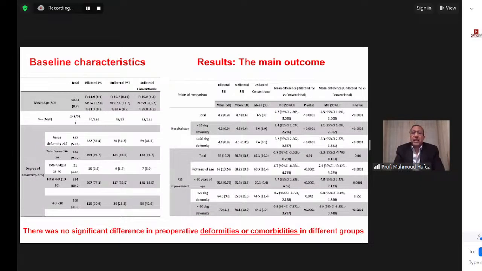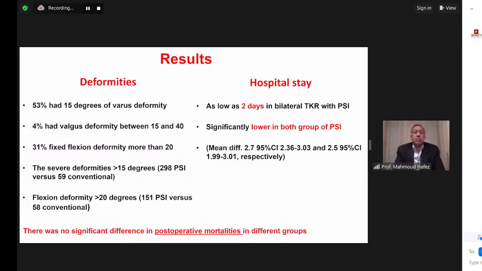I'm coming close to the end. I'm really sorry for being long. Here are the baseline characteristics. As you can see from the statement at the lower end, there is no significant difference in preoperative deformities or comorbidities in the different groups. So they were more or less similar.